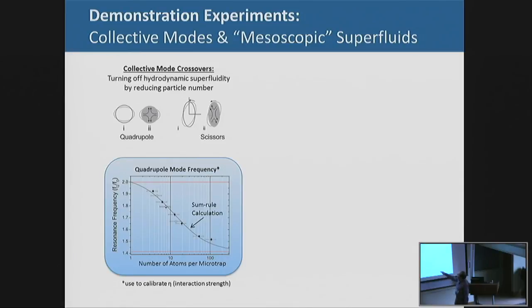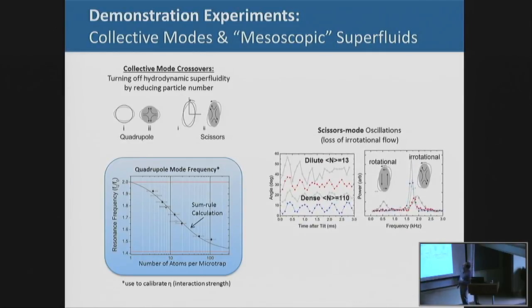scissors mode. Now the scissors mode is kind of a distinct mode for superfluidity. And so this one is kind of interesting to look at as we go down into the single particle regime, where we're starting from a righteous superfluid with 100 atoms and taking it all the way down to the quantum pressure limited case of just a single atom.